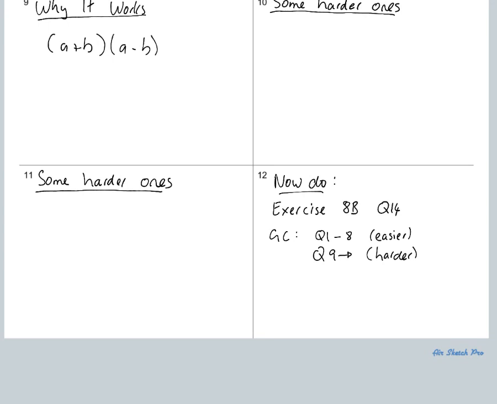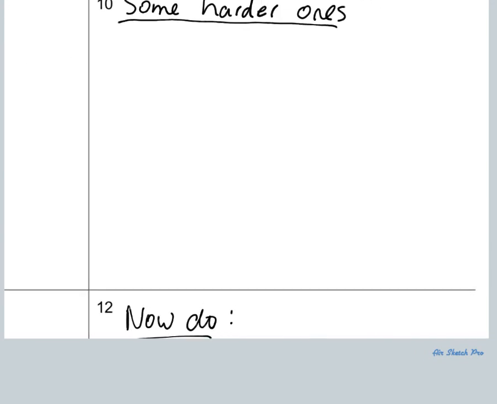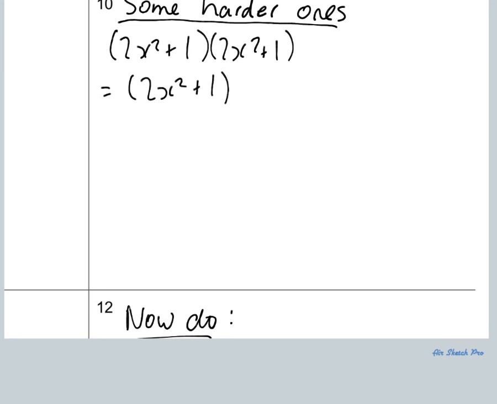So I've been asked to show 2x squared, what was it? Plus 1, wasn't it? So we have 2x squared plus 1 times 2x squared plus 1. And I guess the first thing to note is that can simply be written as 2x squared plus 1 all squared. And now we follow the same rule.